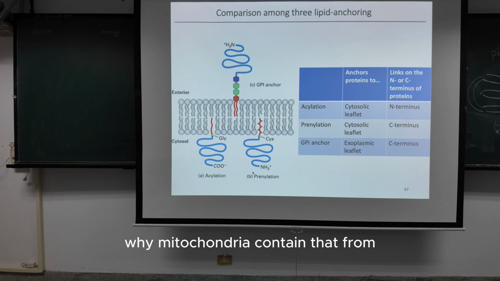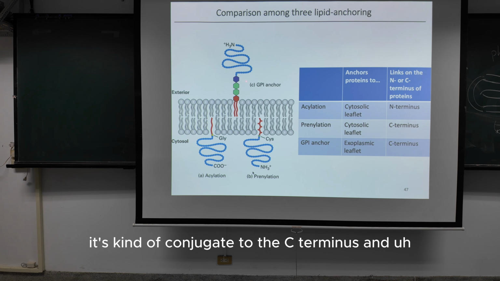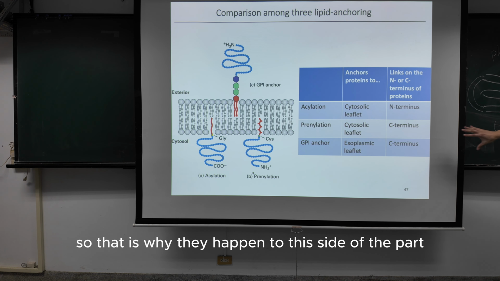Okay, so the GPI anchor happens on the exoplasmic leaflet. It's conjugated to the C terminal. And that is why they happen on the cytosol part or on the extracellular space, because the enzymes to do this job are expressed on the different side, okay?